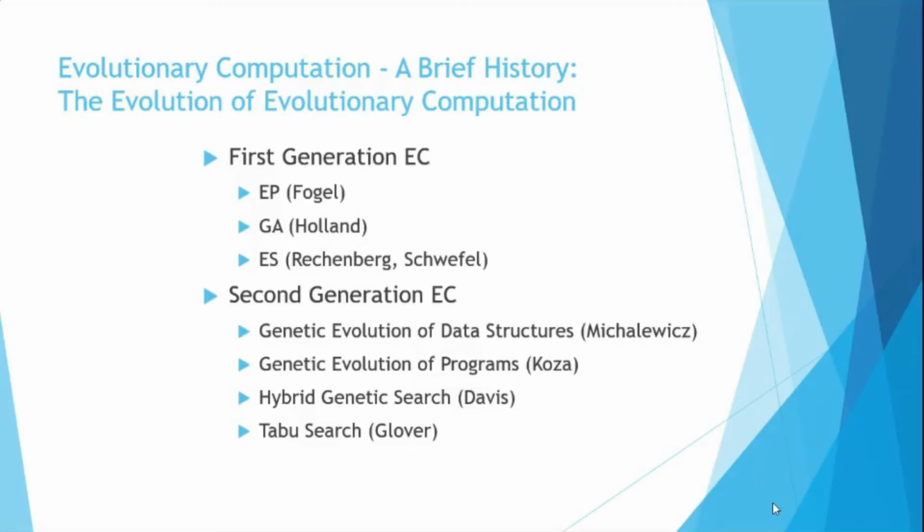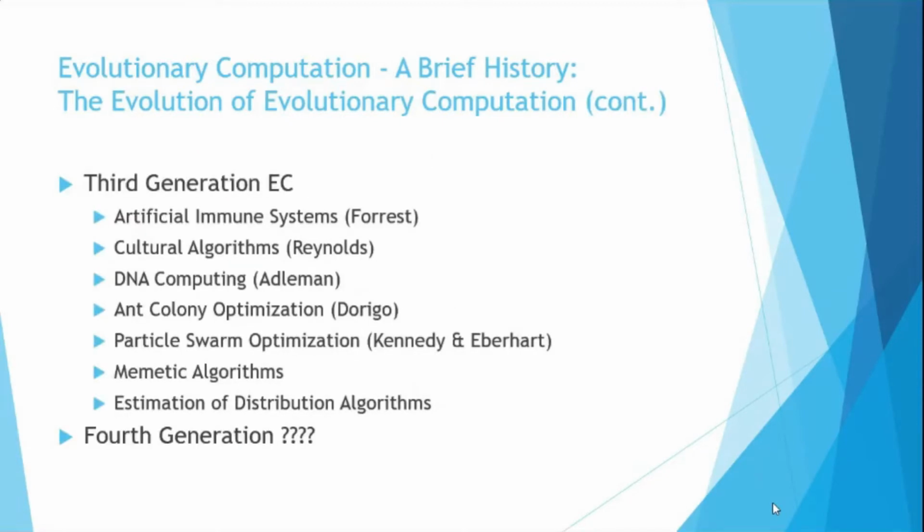Some of them were specific to certain types of problems, and some of them were generalized methods which can be applied to many different problems. And the third generation brought different types of evolutionary computation systems: artificial immune systems, cultural algorithms, DNA computing, ant colony optimization, particle swarm optimization, memetic algorithms, estimation of distribution algorithms, and the list actually goes on.